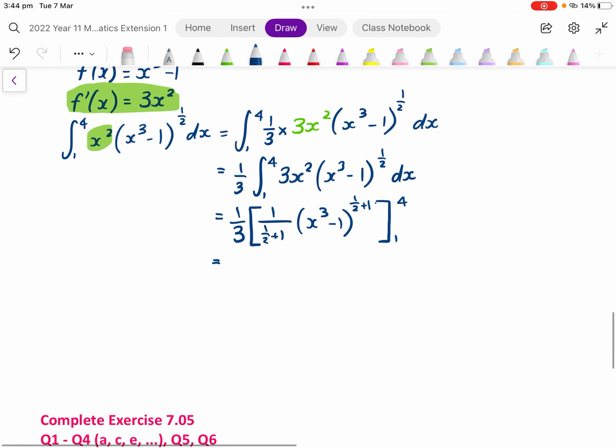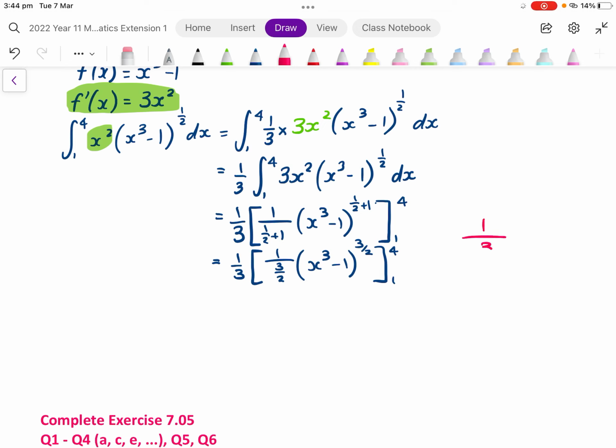So we have that it equals a third, bracket, 1 over 3 over 2, lots of (x cubed minus 1) to the power of 3 over 2, and we want to substitute in our 4 over 1. Again, remember that 1 over 3 over 2 is equal to the reciprocal of the bottom fraction, which is 2 over 3. So this is going to be a third, lots of 2 over 3, and we have (x cubed minus 1) all to the power of 3 over 2, which is the square root of (x cubed minus 1) cubed. And our values that we're going to substitute in.